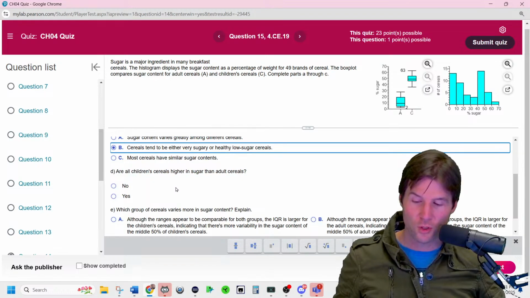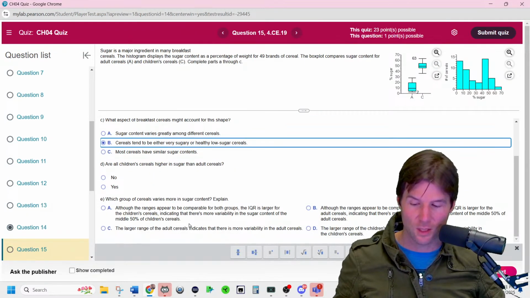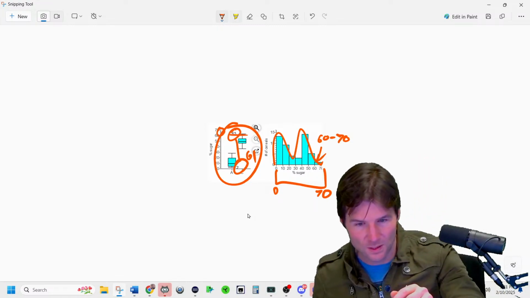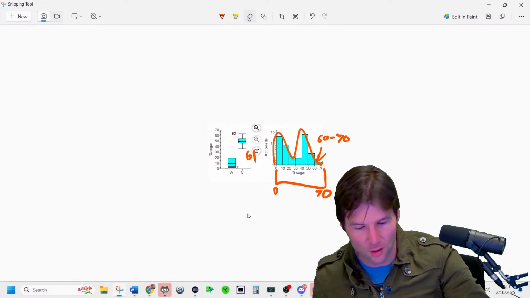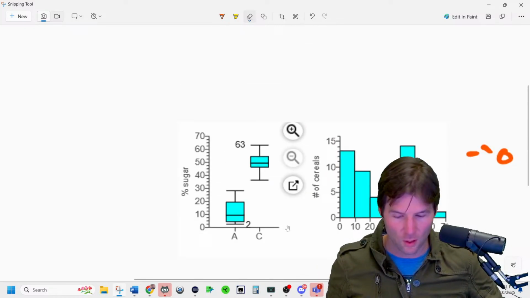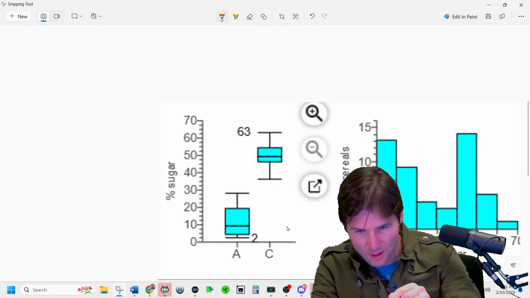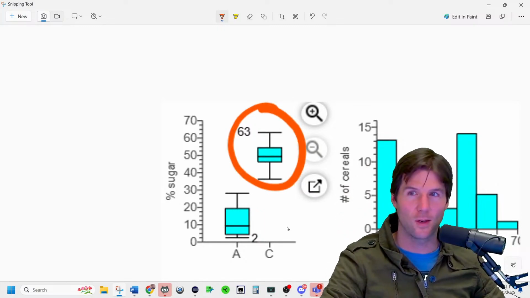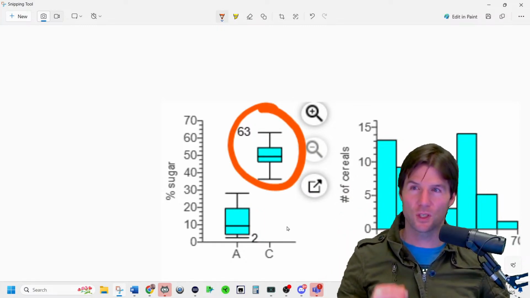Are all children's cereals higher than adult cereals? Well, if you go right here, is the answer yes or no? Are all children's cereals, according to this graphic, higher than adult cereal? Are all children's cereals higher than adult cereals? Yes or no? Just yes or no in the chat. Y or N? Are all children's cereals higher?